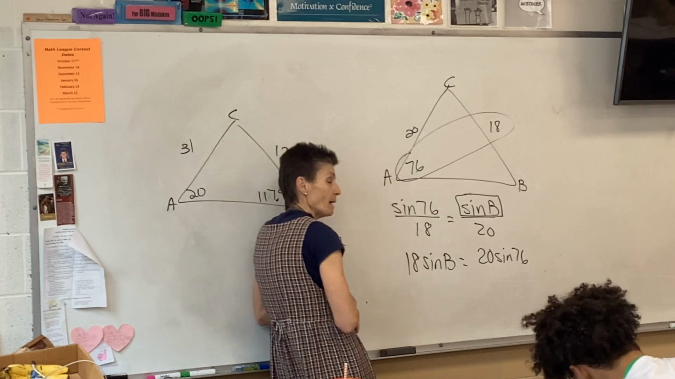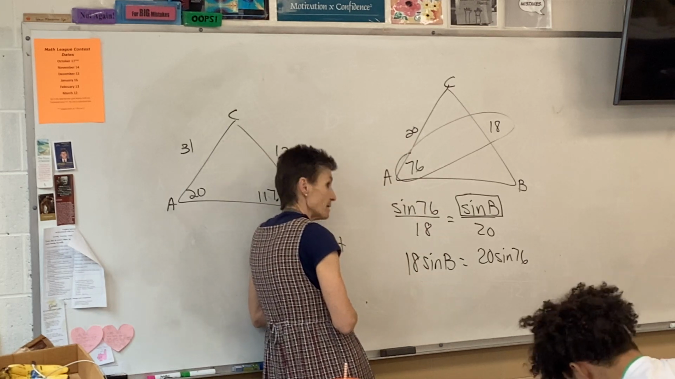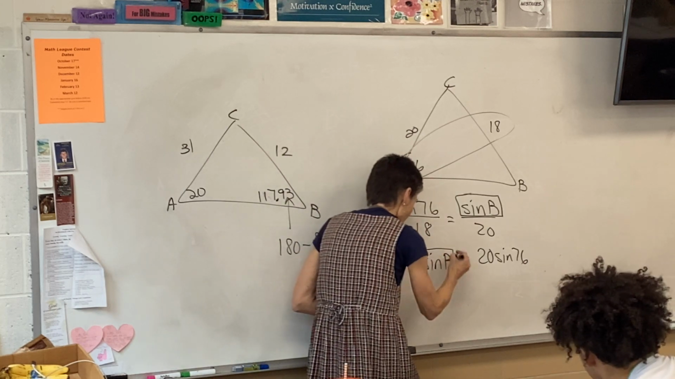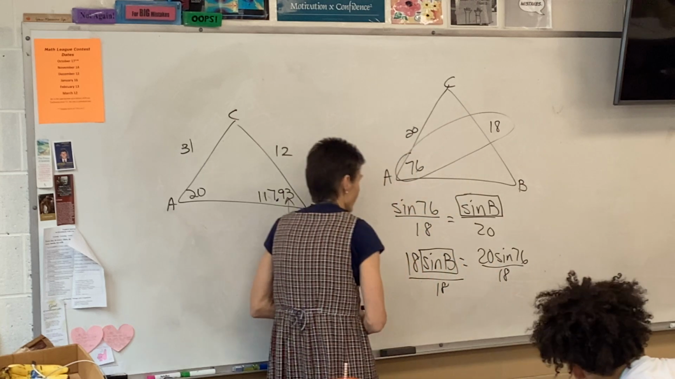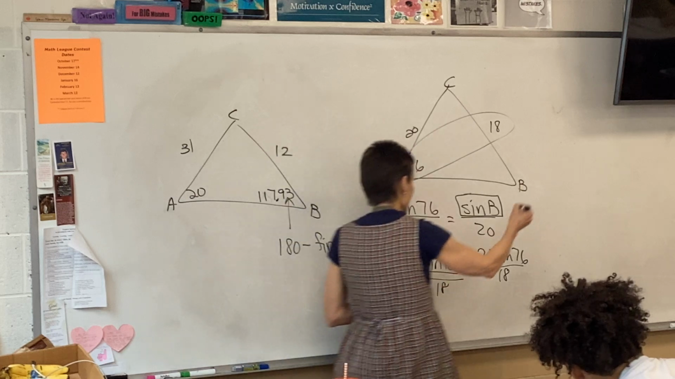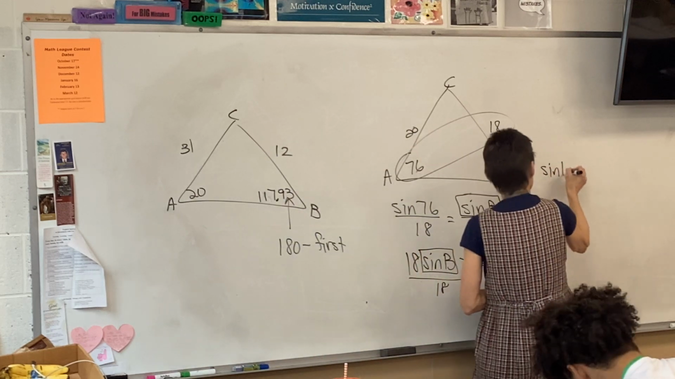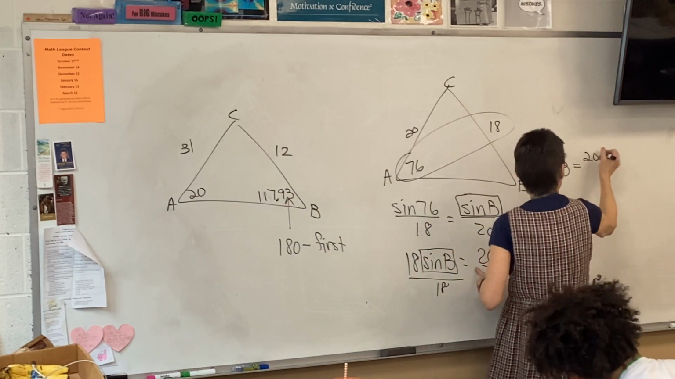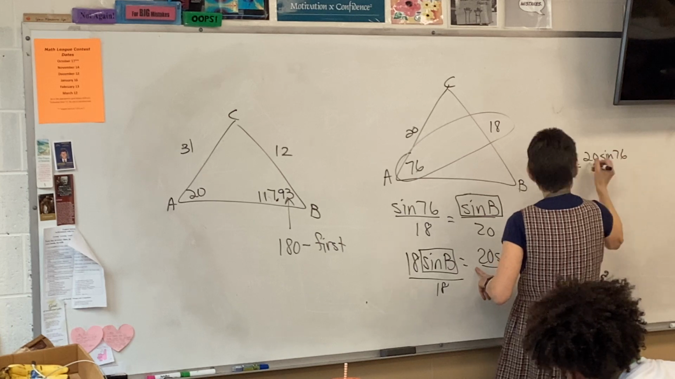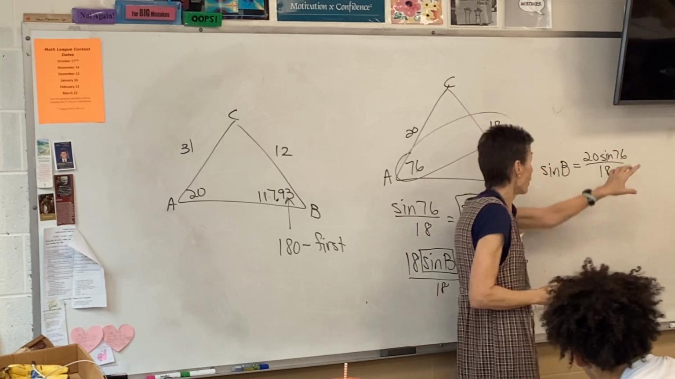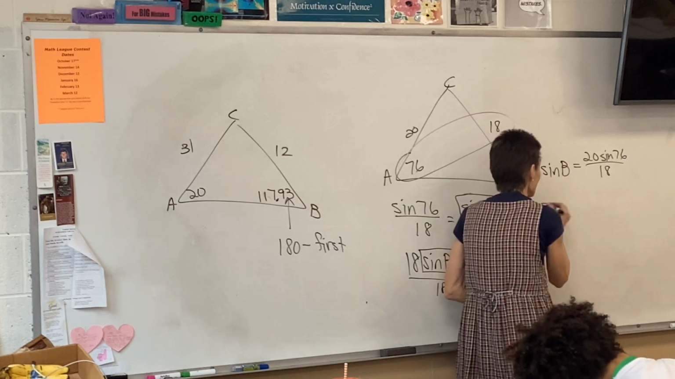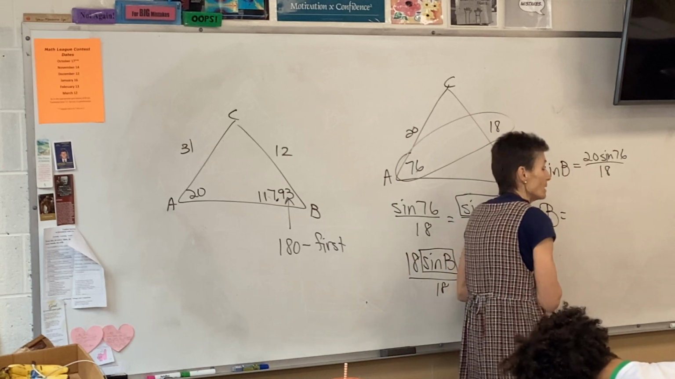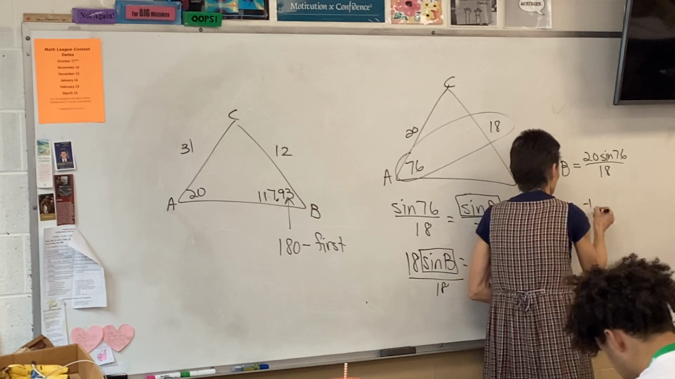What am I dividing by? 18. This is your variable, so you're dividing by 18. And we have sine B equals 20 sine 76 over 18. Don't type that in. That is not your answer. How do we get our answer? Second sign that number.